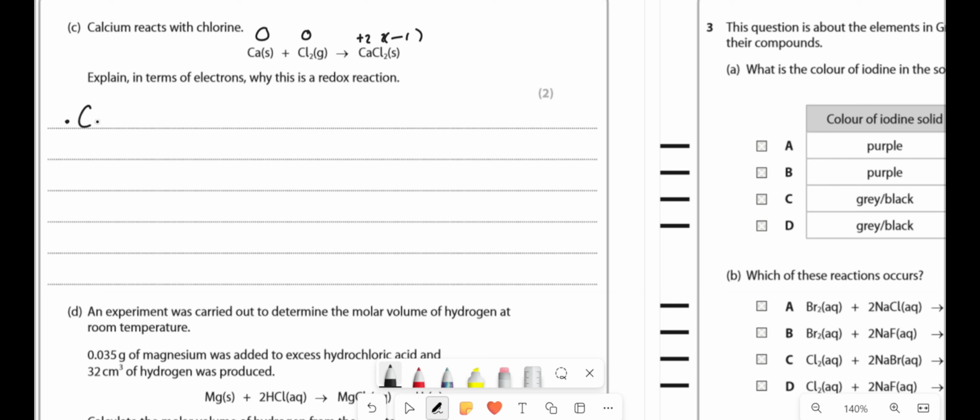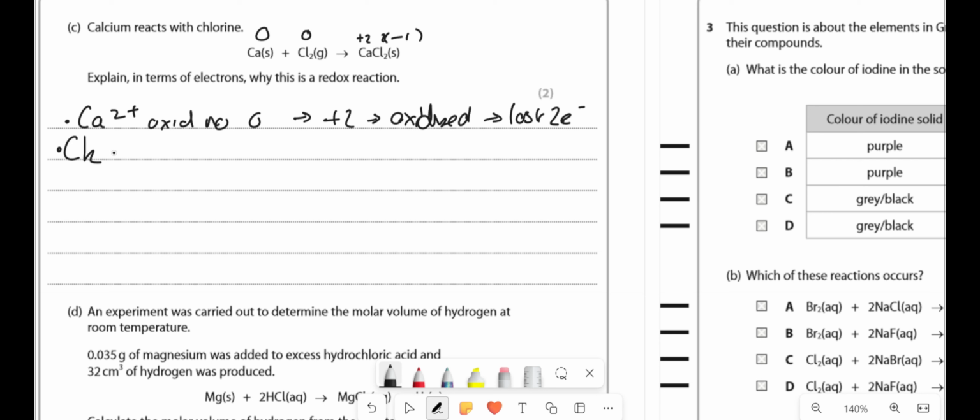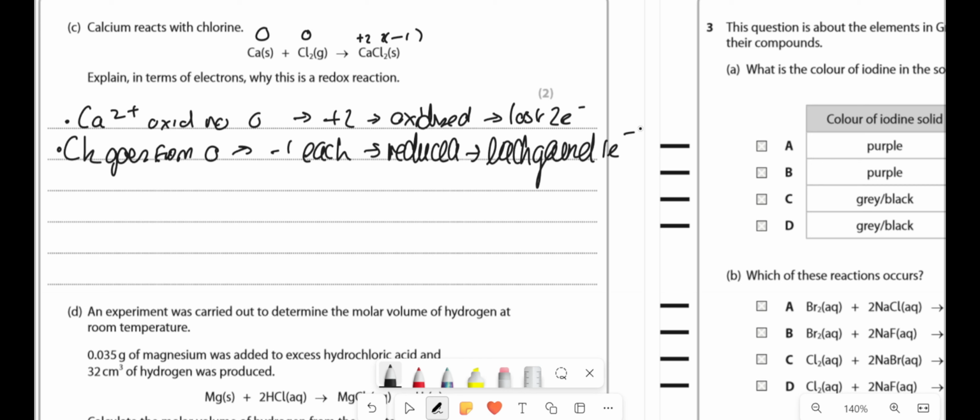So for calcium, the oxidation number goes from 0 to +2, so it's oxidized. It's lost 2 electrons. For Cl2, the oxidation number goes from 0 to -1 each, so it's been reduced, and each has gained 1 electron. You'll never, ever lose marks if you do it this way. So do it that way, please.